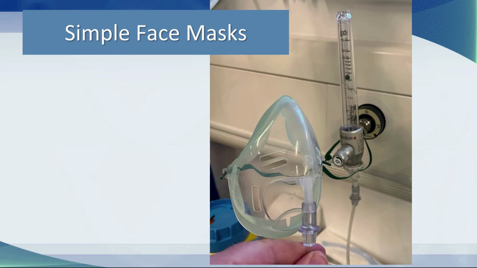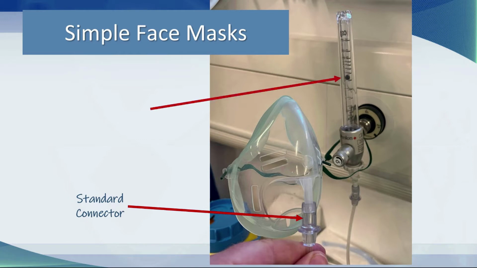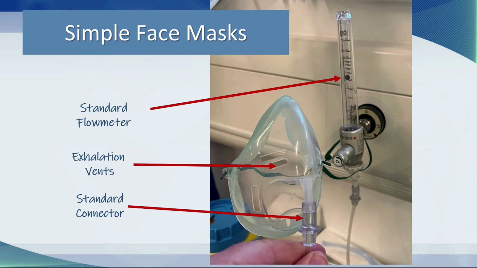Note that the mask attaches directly to the oxygen tubing and then onto the flow meter. So what's entering the mask itself at that junction is 100% oxygen, just like nasal cannulae. Note also that there are exhalation vents on the side of the mask. That allows gas to pass out of the mask with very little resistance during exhalation. However, be aware that there needs to be sufficient flow through the mask to ensure that the patient doesn't rebreathe the gas that they have just exhaled.